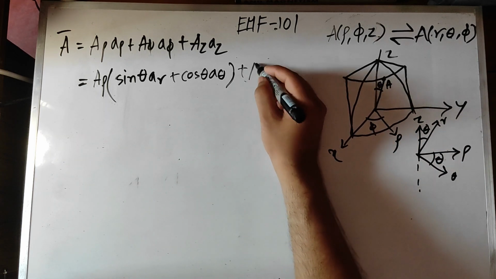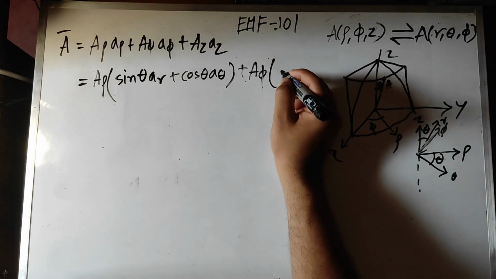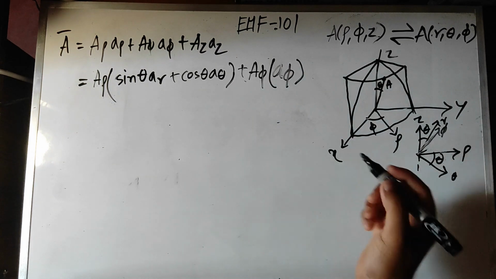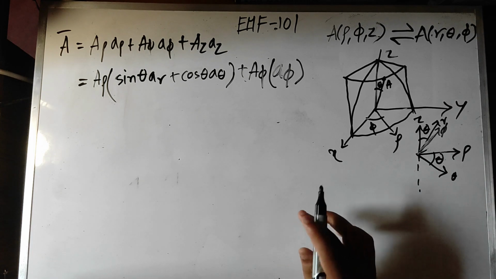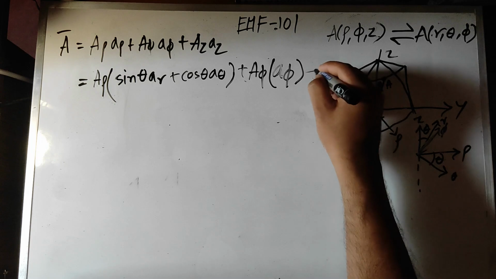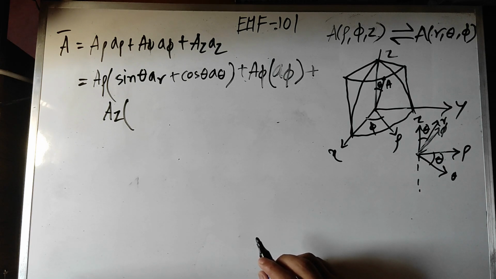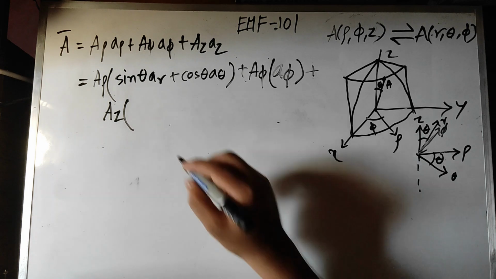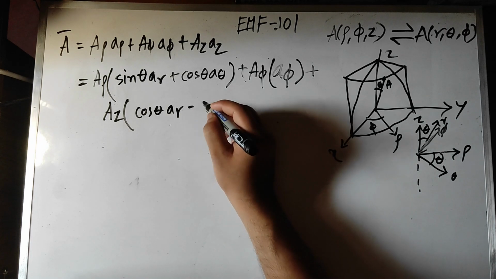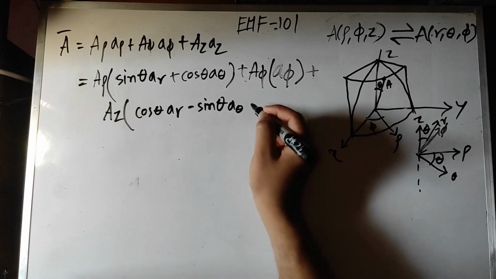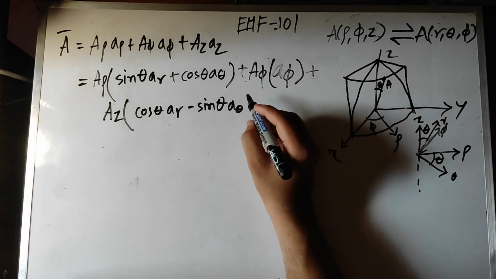Now for aφ, in this case aφ is aφ, there's no extra component because aφ is perpendicular to ar and aθ. For the unit vector az, it has the components cos θ ar minus sin θ aθ, and it has zero component in aφ because aφ and az are perpendicular to each other.